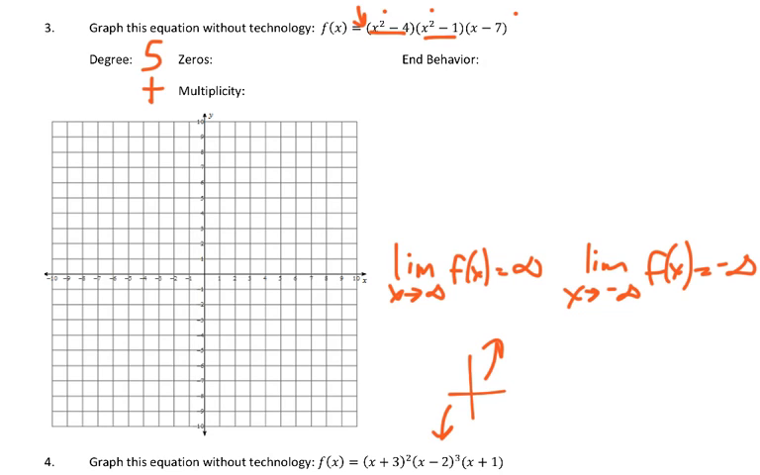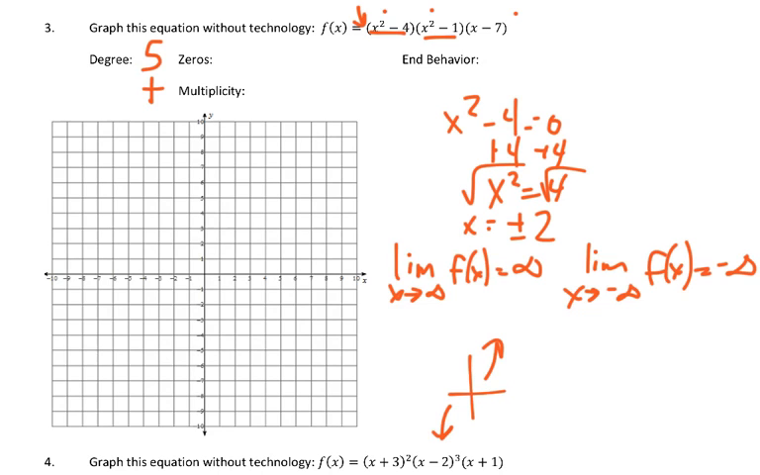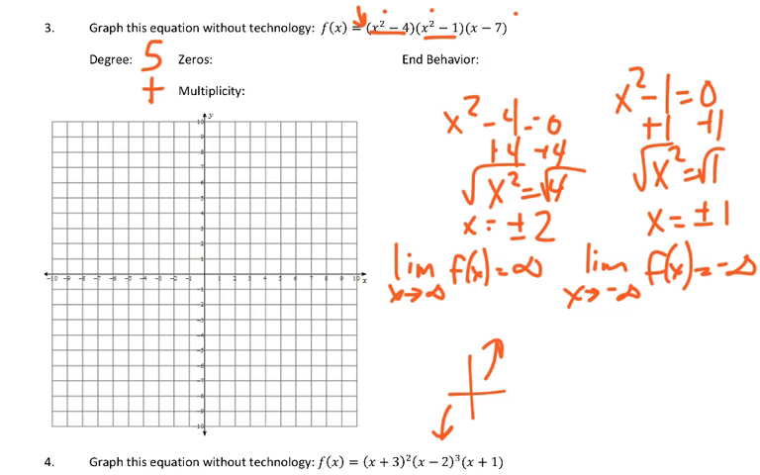Okay? Now, x squared minus 4, we should already know what that's going to end up being, right? x squared equals 4, square root it, we get plus or minus 2. Then for the other one, x squared minus 1 equals 0, add 1, x squared equals 1, take the square root, and we get x equals plus or minus 1. And we have a positive 7, with a multiplicity of 1. Then we've got a negative 1 and a positive 1 with multiplicities of 1. And a negative 2 and a positive 2 with multiplicities of 1. Okay? So they're all going to cross, right? So then we graph them.